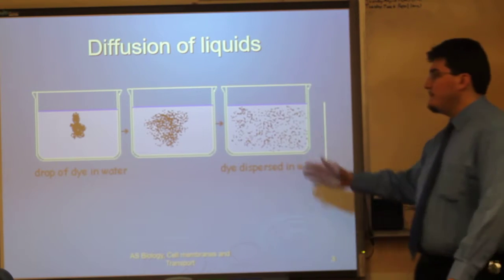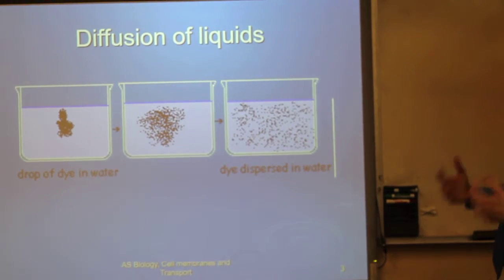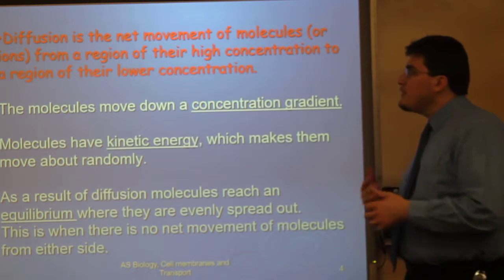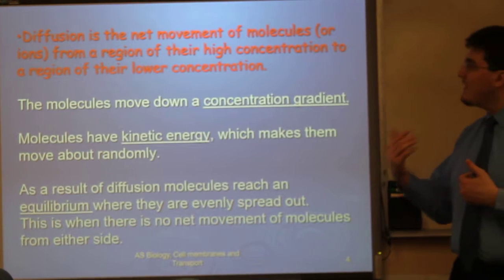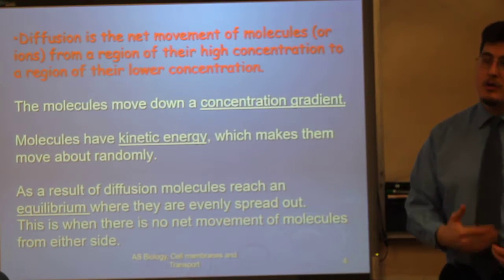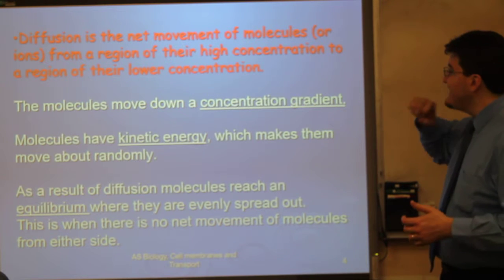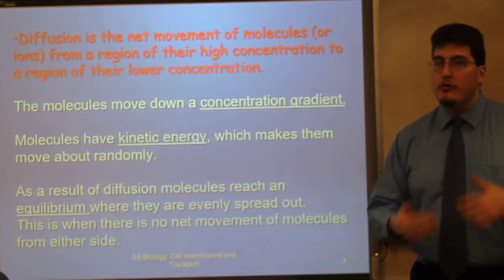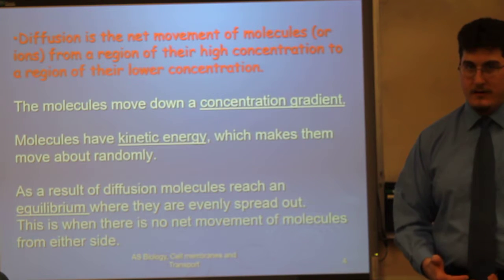So here's diffusion. Diffusion in liquids is a good example, a dispersal of dye in water. Diffusion is the net movement of molecules or ions from a region of high concentration to a region of low concentration. And this idea of high to low is going to follow you for the rest of AS Bio, for the rest of your life.